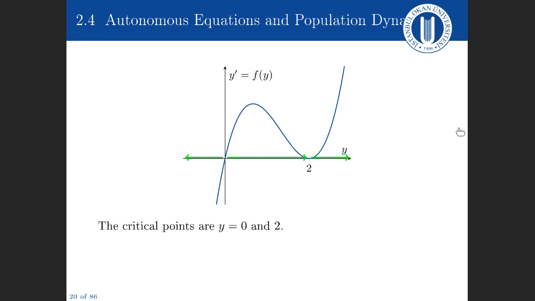Let's start with y equal to 0. Look at the green arrows. Is that stable, asymptotically stable, unstable, or semi-stable? y equal to 0 is unstable because both green arrows are pointing away from the point.